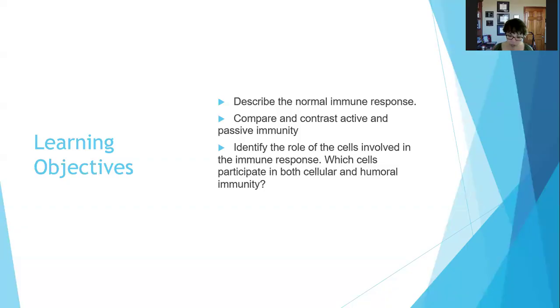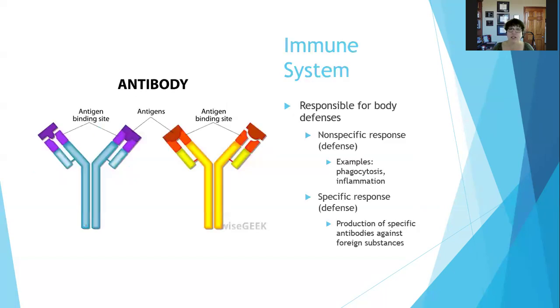When we talk about the immune system, in the inflammation chapter, I talked about the different levels of protection that our body has. And we had the non-specific levels, so like our skin barrier, and then the non-specific response to something and inflammation, and then specific responses. And so the immune system is what provides the specific response. The immune system is responsible for body defenses.